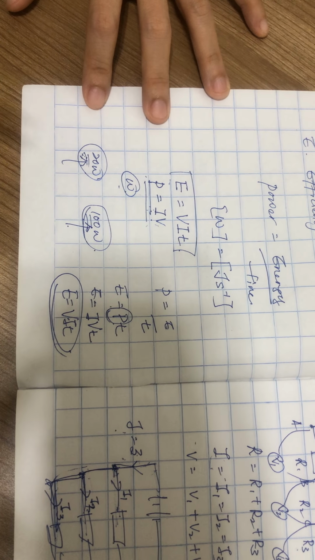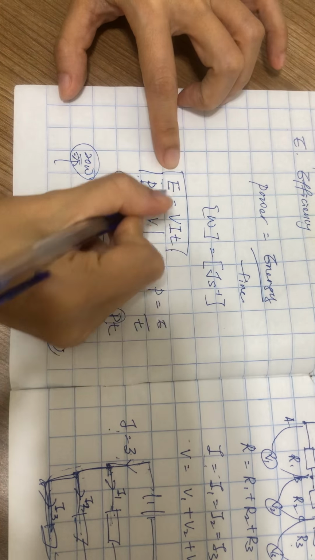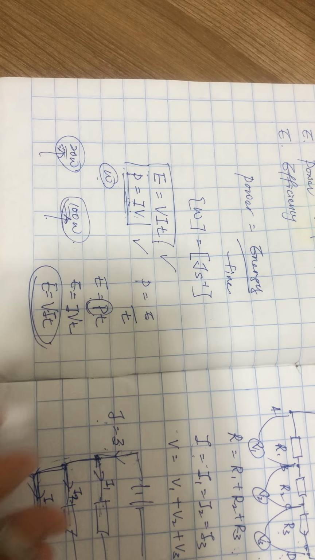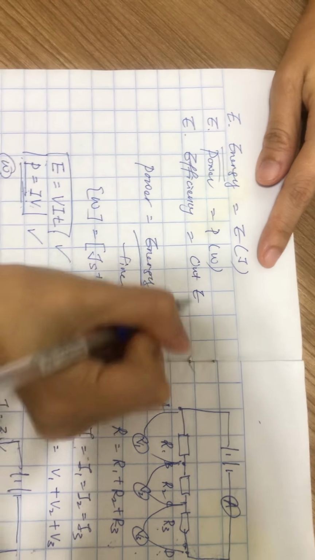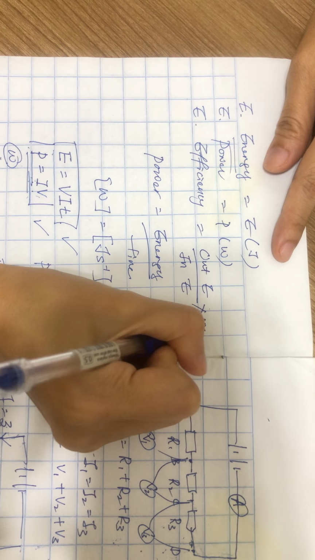So there are only two formulas that I want you to remember. That is P equals IV, energy equals VIT. Okay, and then what is efficiency? Last thing in this chapter. Efficiency is the output energy divided by input energy times 100%.